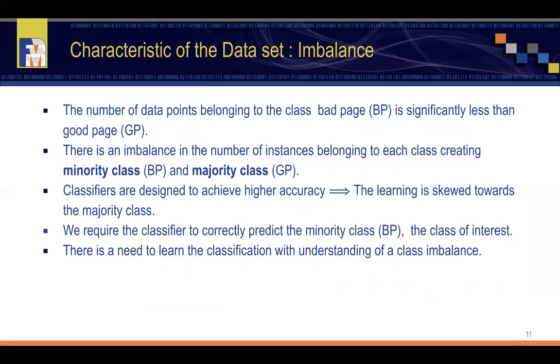So most of the classification algorithms are designed to achieve high accuracy, which results in a classifier that is highly skewed towards the majority class. We require the classifiers to correctly predict the minority class as we're interested in learning the bad pages. Thus, we need to learn classifiers and classification algorithms with an understanding of class imbalance.